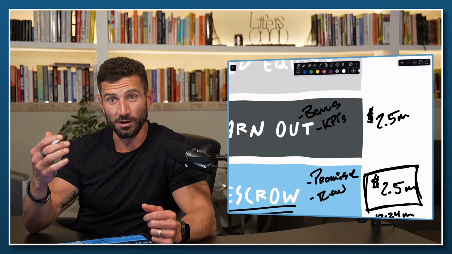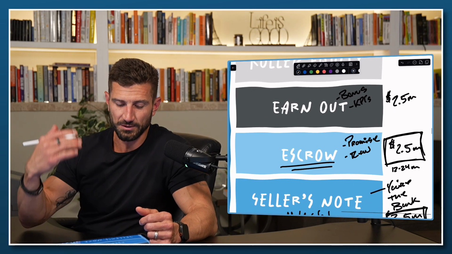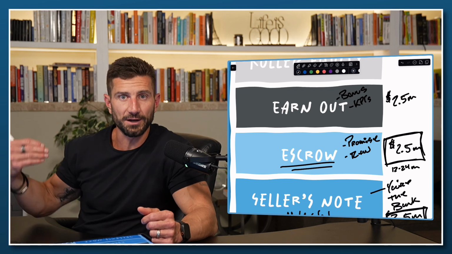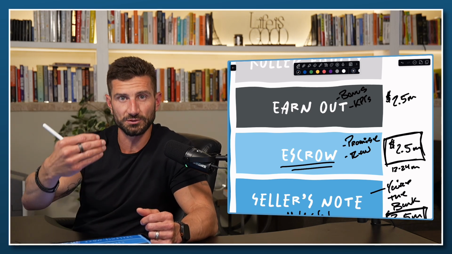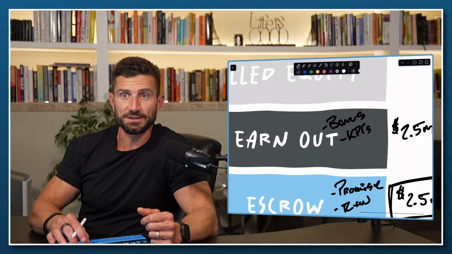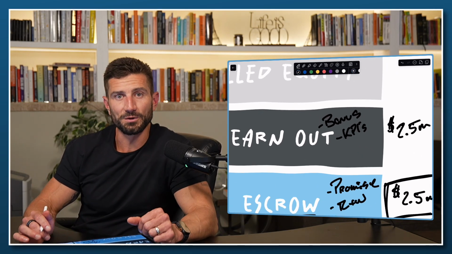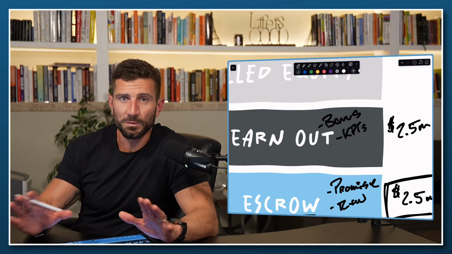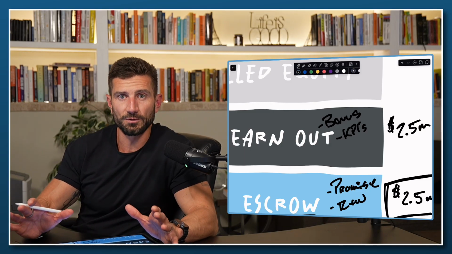So again, if you think about it, the seller's note, the escrow, and the earnout are all mechanisms that allow the buyer to not have to bring that capital to the closing. So that earnout is really, the reason I think of it like a bonus is that you would have had to do this stuff anyways. I have so many podcasts about bad earnouts.